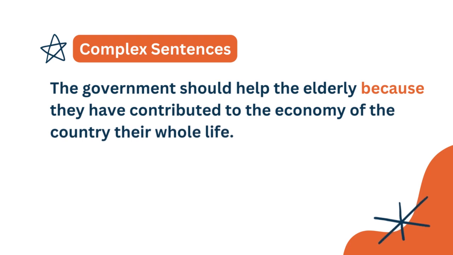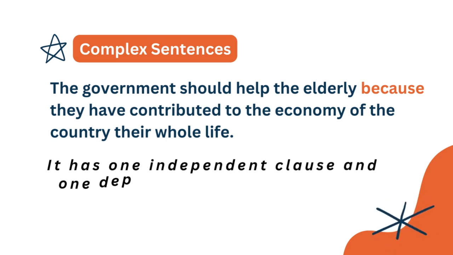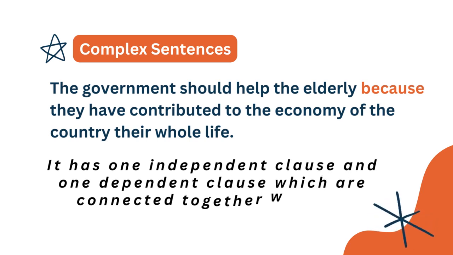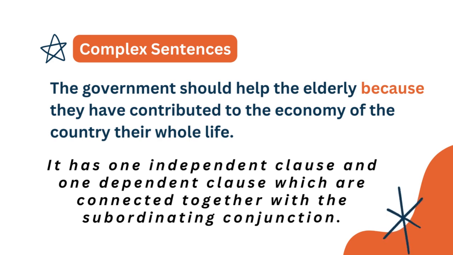Now we have the last example. This is of a complex sentence. For making a complex sentence, we would need an independent clause and a dependent clause. The government should help the elderly because they have contributed in the economy their whole life. In the second clause, we can see there is a subject, they. The verb is contributed. It does not make sense until it is connected with the independent clause written before because.